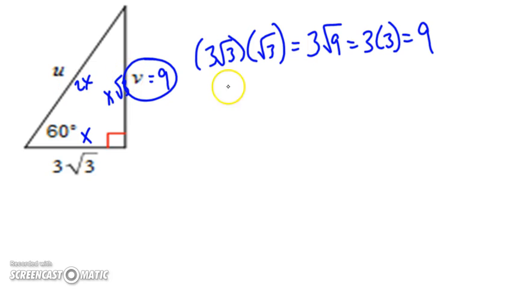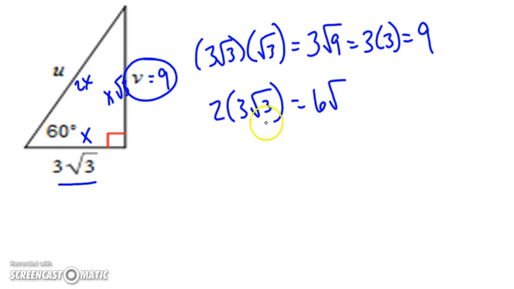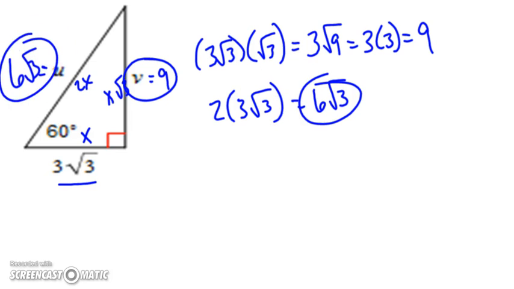Okay, now we have to solve for the hypotenuse. So this time we have 2 times our x, which again we're given 3 radical 3. We multiply what's on the outside, so 2 times 3 gives us 6. There's nothing else on the inside, so we just leave it as radical 3, which keeps it in simplest radical form for us, which gives us 6 radical 3.